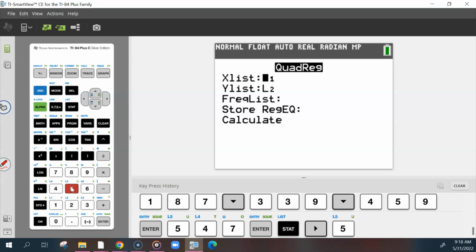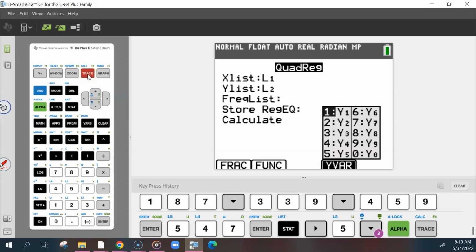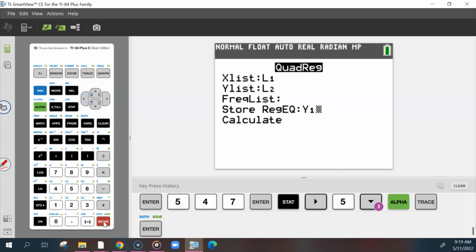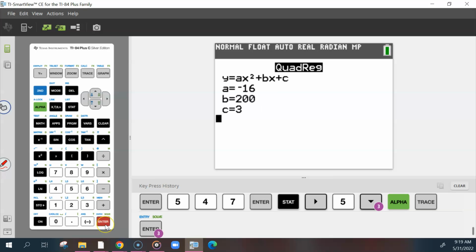And then we want to store this. So go down to store regression equation, hit alpha trace, hit enter on one of those. Then you can either hit enter twice or go down to calculate and hit enter again. So this would be our equation. We're going to write this down. Y equals negative 16x squared plus 200x plus 30.